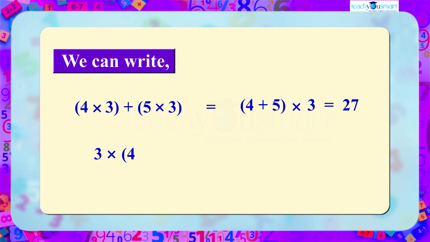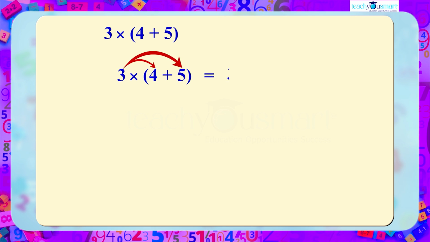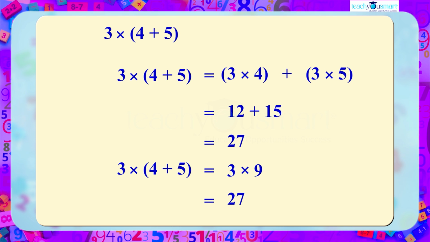Or 3 multiplied by (4 plus 5) equals 3 multiplied by 4 plus 3 multiplied by 5. Here, the number 3 is multiplied by the sum of two numbers, 4 and 5. The number 3 can be distributed to both of these numbers and multiplied by each of them separately. Then adding the two products together, we get the same result on multiplying the number 3 by the sum 4 plus 5.